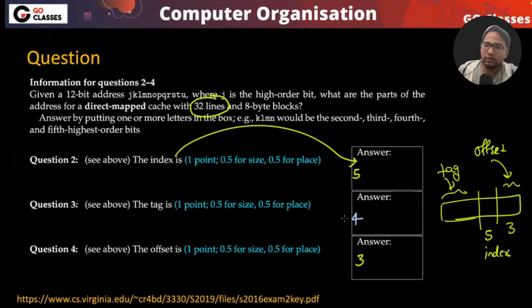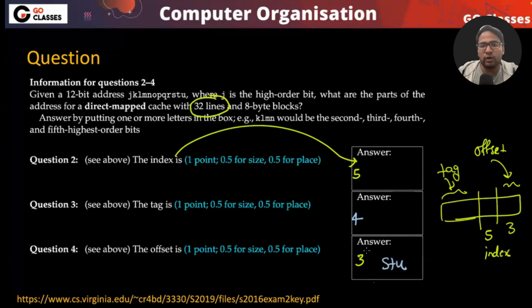That's fine. Now they're also saying to answer by putting one or more letters in the box. K, L, M, N would be the second, third, and fourth bit, which means they do not just want the number of bits, they also want which bits. So if this is 3, then which bits are they? STU or JKL? What should I write here? The least significant or the most significant? The least significant, right?